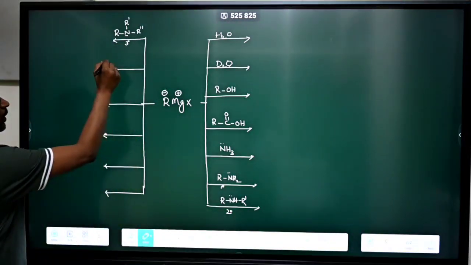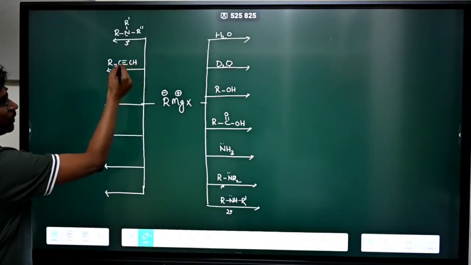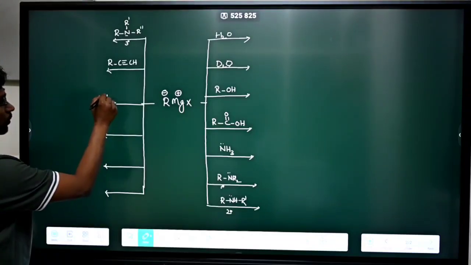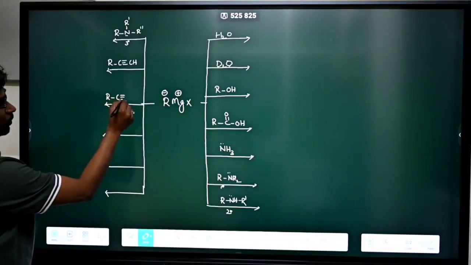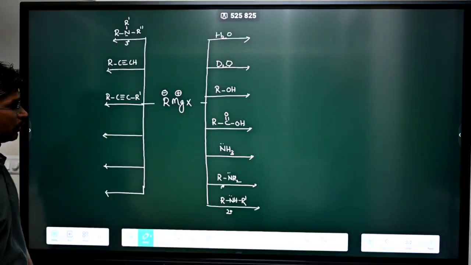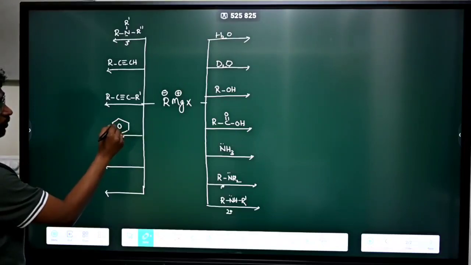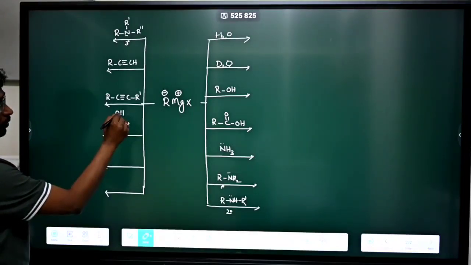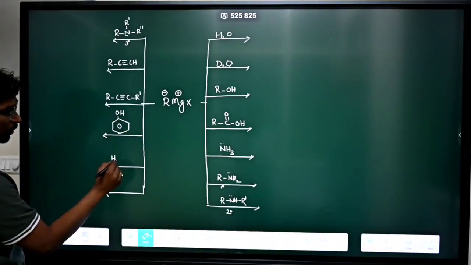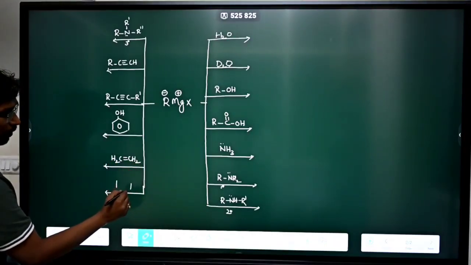Again I am treating with alkyne. This is a terminal alkyne. This is an internal alkyne I have taken. This terminal alkyne and internal alkyne. You can also take phenol. Alkene I am taking. And benzoic acid.